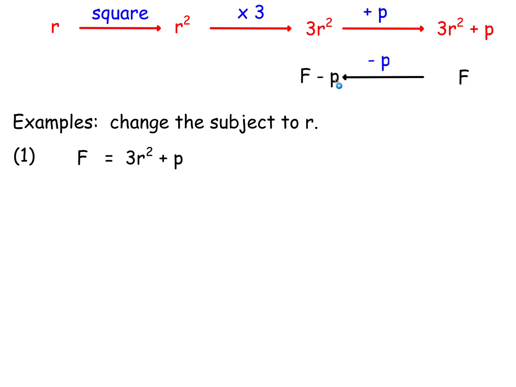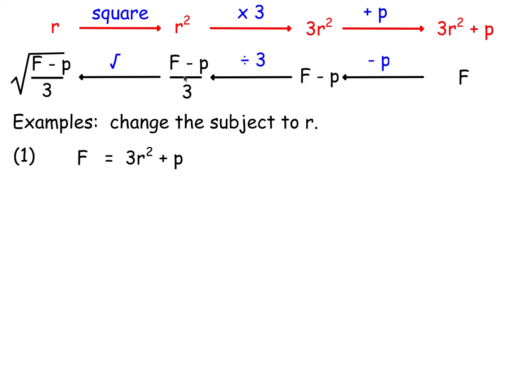Take off p, that's now f minus p, divide by 3. Now all of f minus p divided by 3, and then you square root. So notice add became subtract, multiply became divide, square became square rooting, but also this was first thing, second thing, third thing, so we work back third thing, second thing, first thing. You do the inverse process in reverse order. R is the square root of the fraction f minus p over 3.